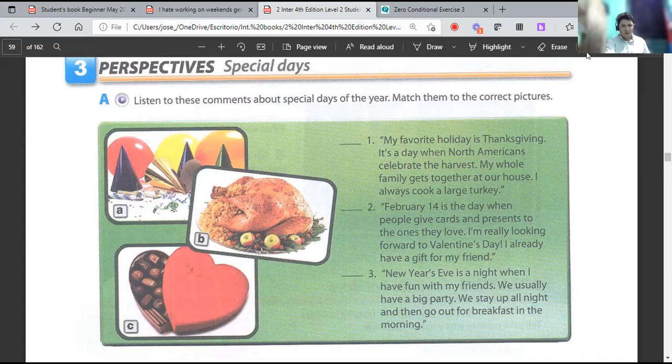Number 1. My favorite holiday is Thanksgiving. It's a day when North Americans celebrate the harvest. My whole family gets together at our house. I always cook a large turkey.